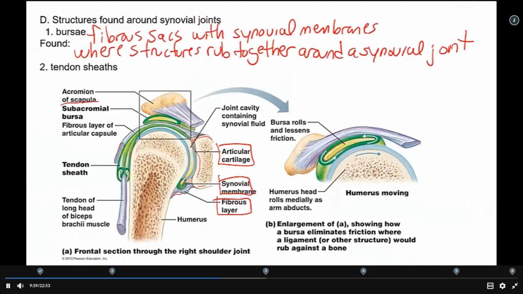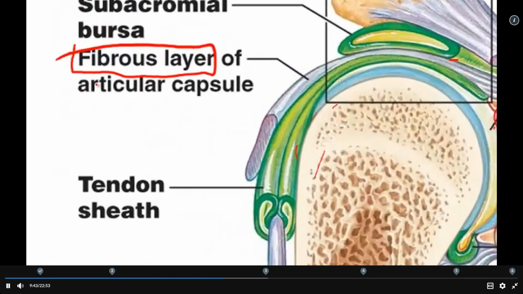And you can also see, again, here's the fibrous layer of the capsule. And you have some ligaments also. So here's a bursa right here. It's called the subacromial bursa because it's below the acromion. And you can see it is a sac of synovial membrane with synovial fluid in it.